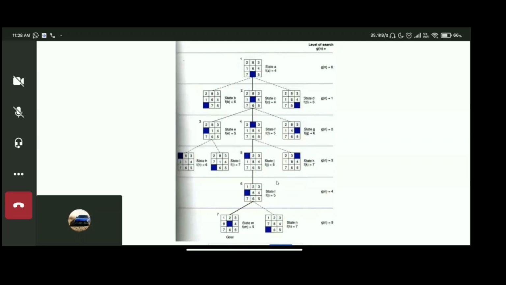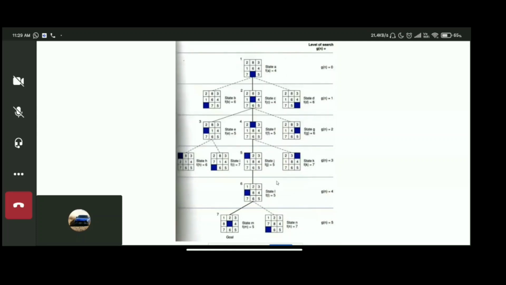So 6, 4, 6. The value which looks most promising at this moment is f of C, that is 4. So I am exploring this particular node with f of C equal to 4, because out of these 3 it is the minimum value. We have to select the node with the minimum value. Exploring this, we have E, F and G. E has 5, F has 5 and G has 6.